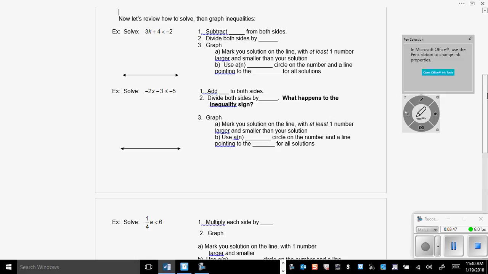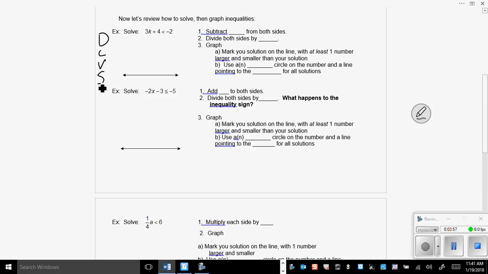All right, here we go. Now let's start with our examples. First, if we do DCVS, if we write that down over here, DCVS. So what we have to do is, is there anything to distribute? No. Is there anything to combine on either side? No. Now we have to isolate the variable, right?